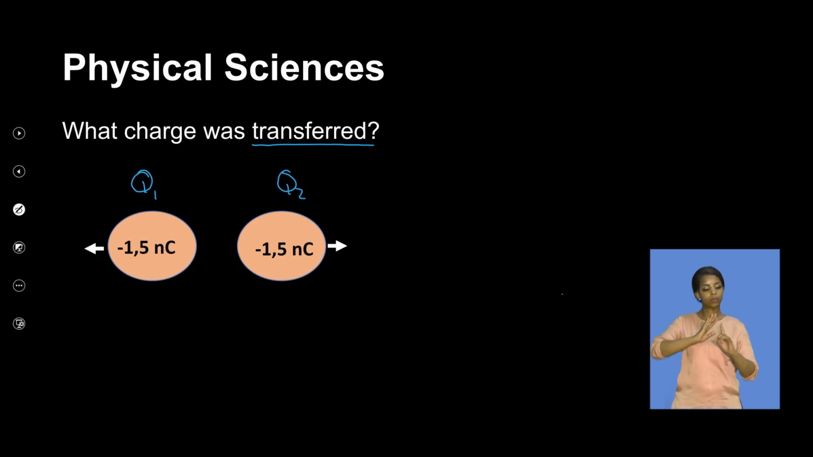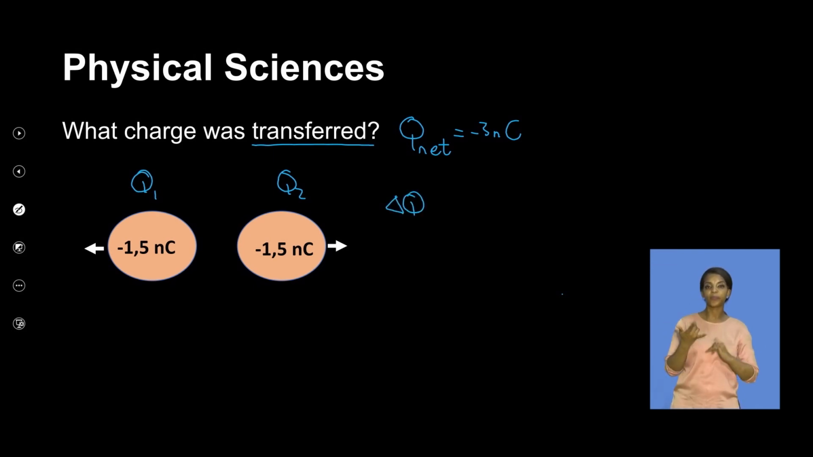We also need to realize, as we've already mentioned, that the net charge remains constant. We still have a Q net of negative 3 nanocoulombs. So the net charge is still the same, but the charge has now been equally distributed. It says what charge was transferred. Now we're actually talking about the change in charge. It could be for Q1. We know that the change in charge is equal to the final minus the initial charge. So the final charge is actually the new charge.